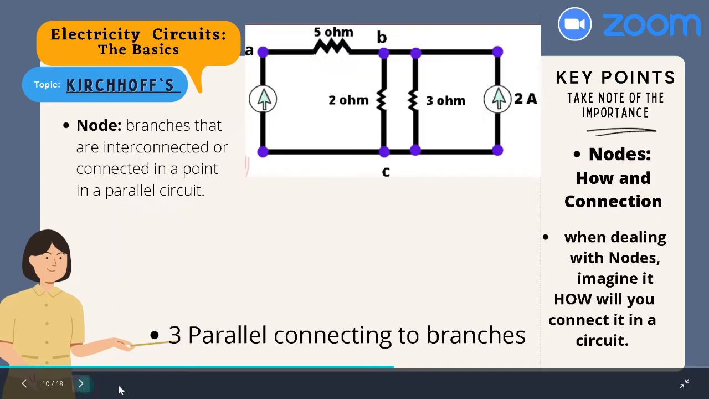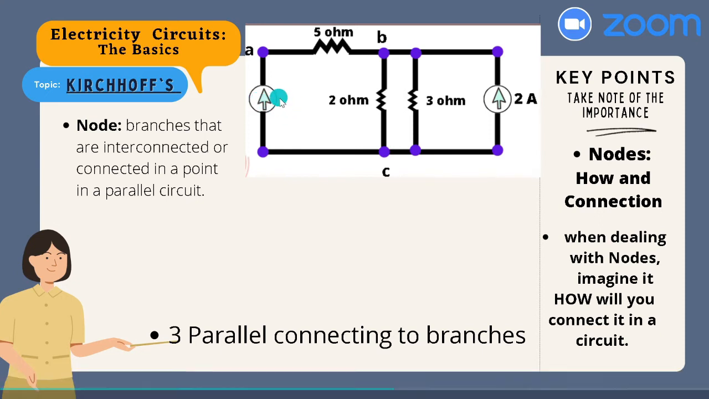Let's say, for example, from this ampere source we connect to point A, then from A we connect to B, crossing the 5 ohm resistor. From point B we connect to point C, passing through 2 ohms. From point B we connect to this 3 ohms to point C, and from point B again we connect, passing the 2 ampere source, to point C. Imagine how many parallel branches are connected to this point B.